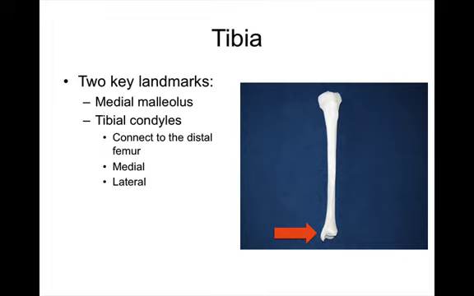We have a couple important landmarks to focus in on here on the tibia. One is the medial malleolus, the other are the tibial condyles. What's pictured here by the red arrow is the medial malleolus. This is the distal aspect of the tibia, and you can feel this on yourselves, either inside your shoe or if you have your shoe off, it's on the medial aspect of the ankle. It's basically the bulge or the ball that's on the medial aspect of your ankle. That is the distal aspect of the tibia on the medial side.